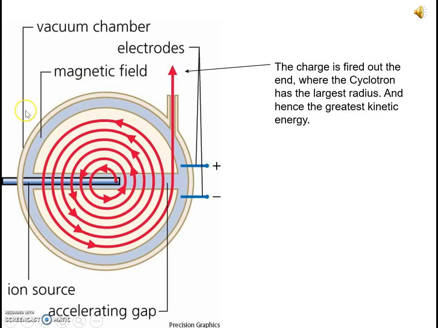So this is obviously a vacuum chamber. There's some electrodes here. The magnetic field, you'll see it a little bit better in the next slides, but this is the gap here across where the charged particles are accelerated. And we'll just see how he explains this.